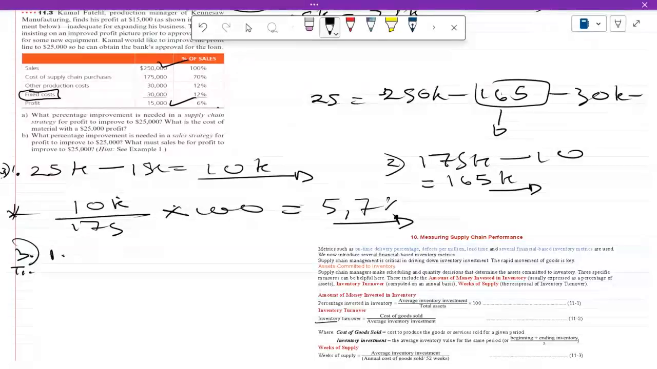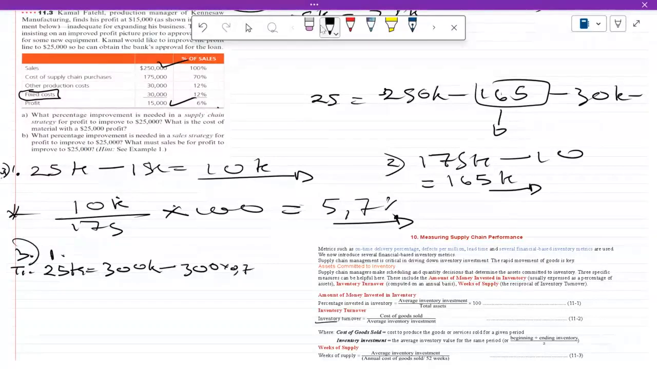I'll say 250. I want to jump straight to 300. At 300K, I'm hoping for the 300K to give me my profit, which is 25,000. Then we're saying 300K of sales minus 300K multiplied by 0.7. I see in this textbook they just say 0.7 to save space, minus 300K again.